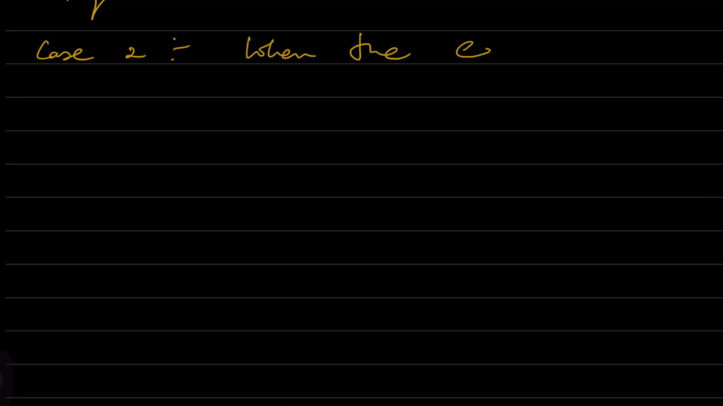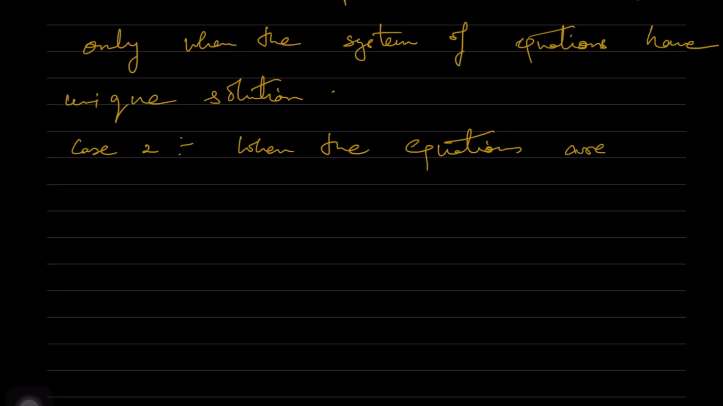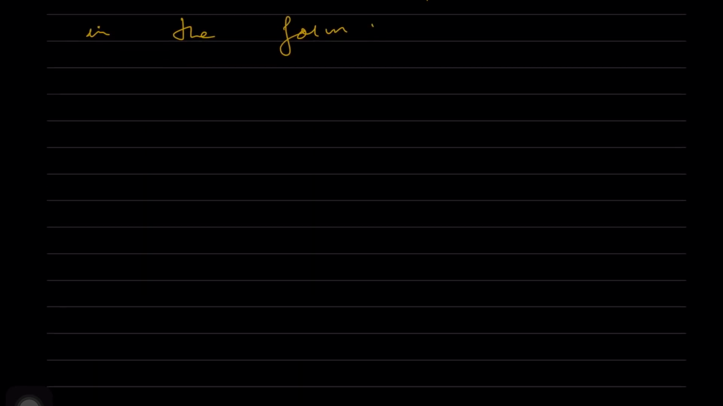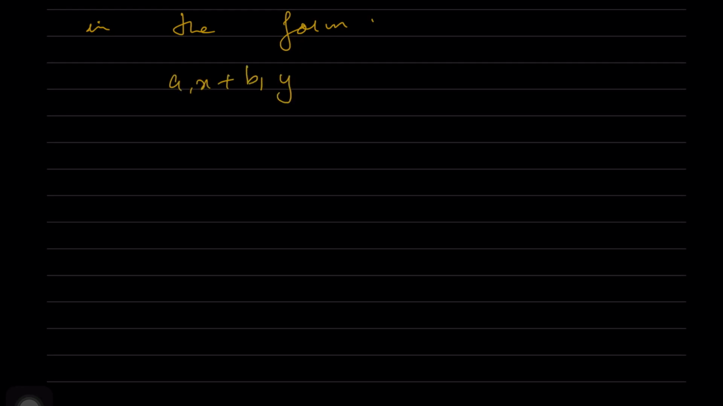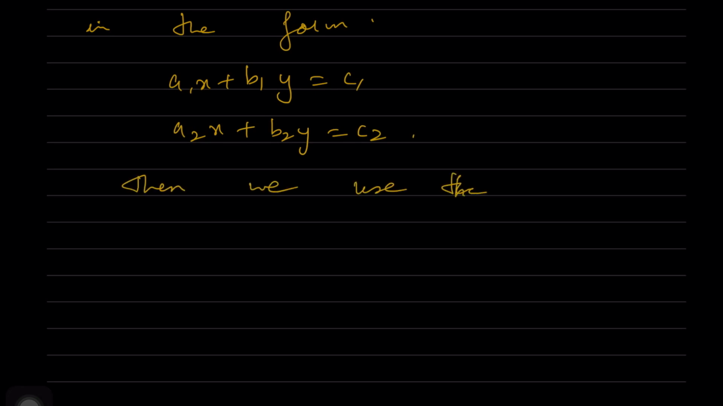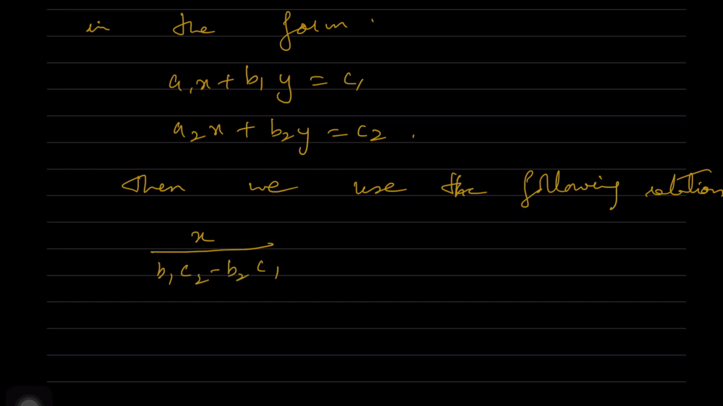So in case 2, when the equations are written in the form a1x plus b1y is equal to c1, a2x plus b2y is equal to c2, then we use the following relation, that is x by b1 c2 minus b2 c1 is equal to y by c1 a2 minus c2 a1 is equal to minus 1 by a1 b2 minus a2 b1. So this is the formula which we use.